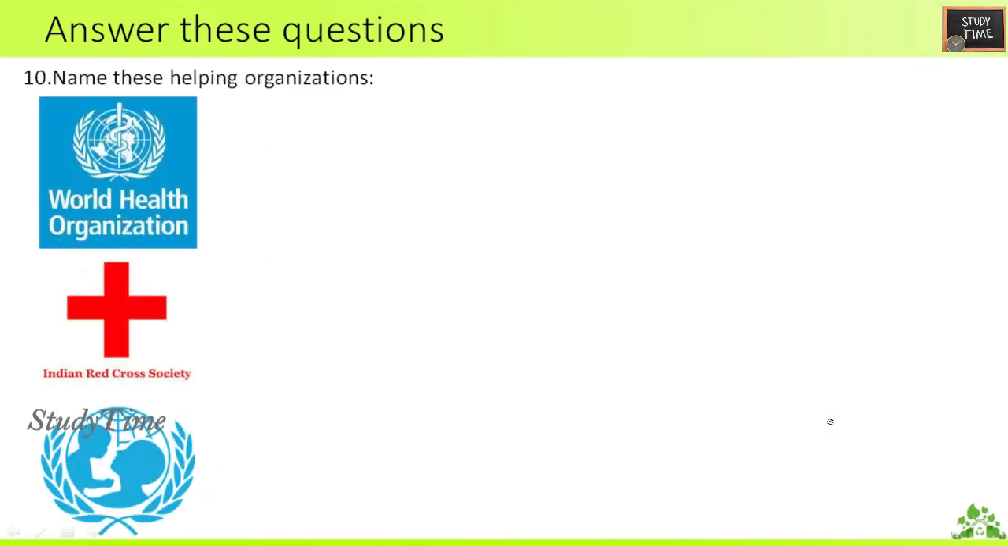Name these helping organizations. First one is WHO, World Health Organization. Next one is Indian Red Cross Society. Next one is UNICEF.